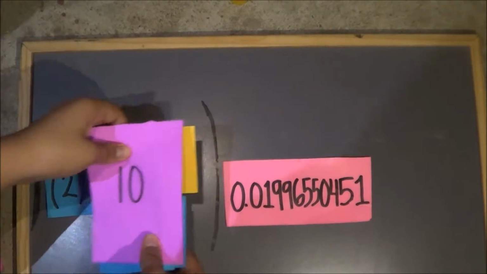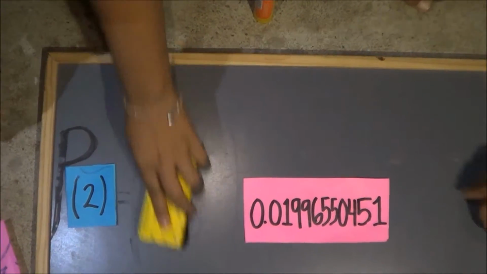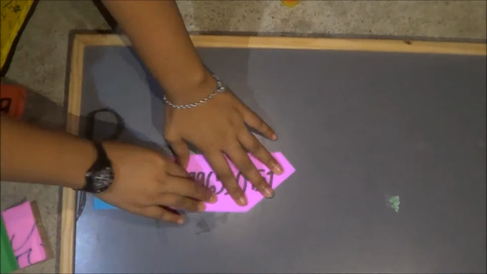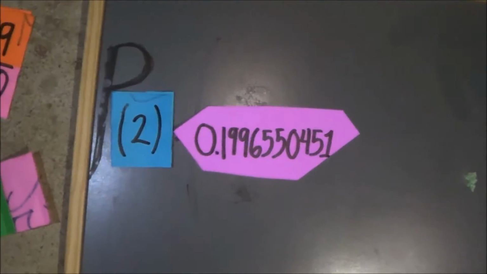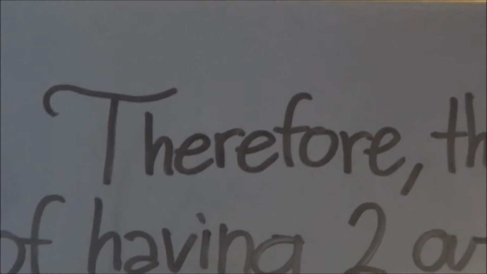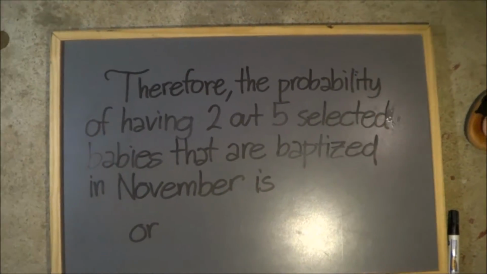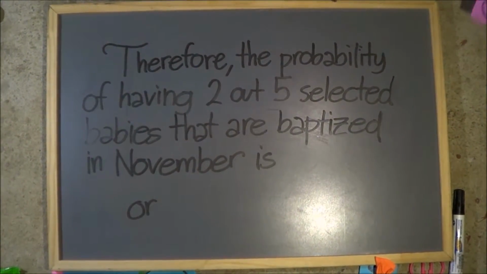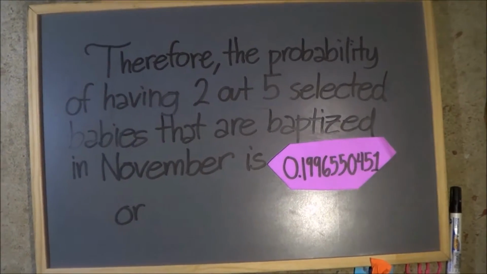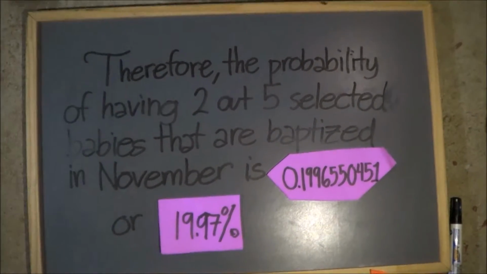Lastly, multiply the product of p and q by 10. Now, we have the final answer, 0.1996550451. Therefore, the probability of having 2 out of 5 selected babies that are baptized in November is 0.1996550451, or 19.97%.